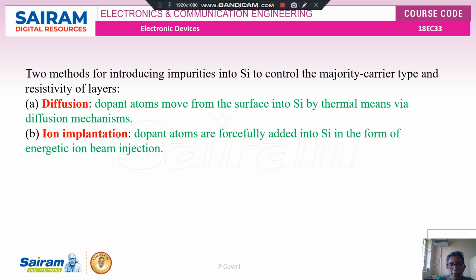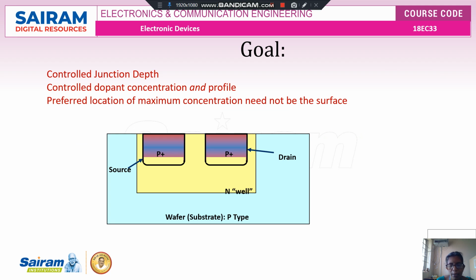Coming to the diffusion process, the main important goal is that we need a very controlled depth. Depth is nothing but the height up to which the doping will happen. That is, if I want to make a P plus region, the thickness, or I can say the height, of this P plus region is called the junction depth.